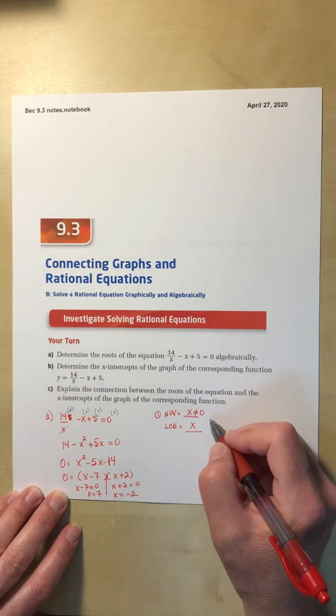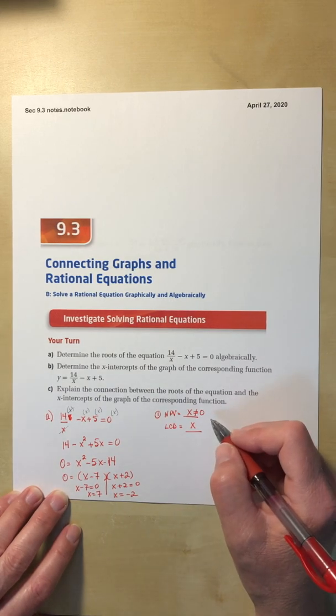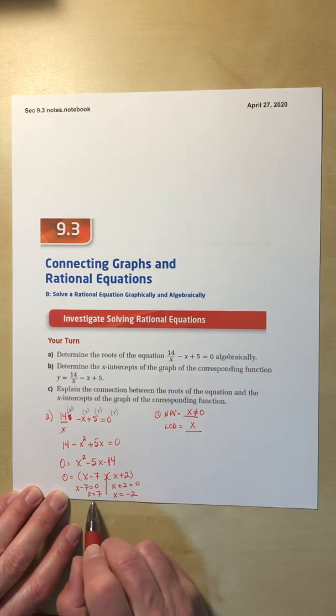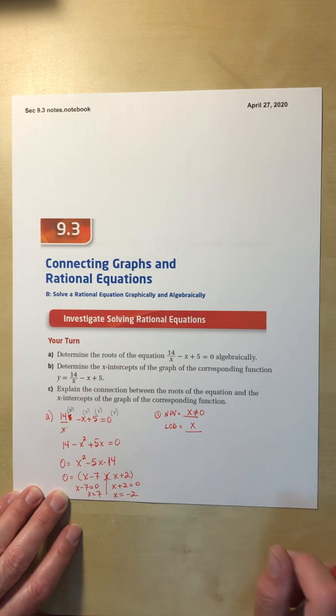We always need to go back, though, before we can officially say we're finished, and compare to our non-permissible values. And x can't be 0. That wasn't a conflict with one of our solutions, so it should all be fine.